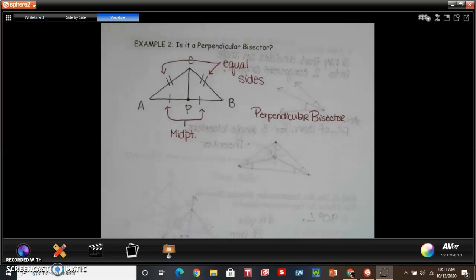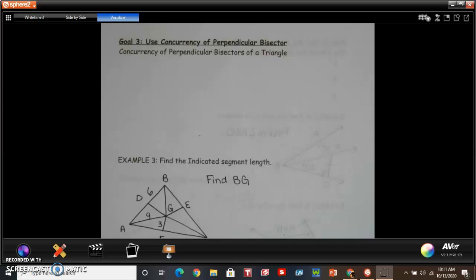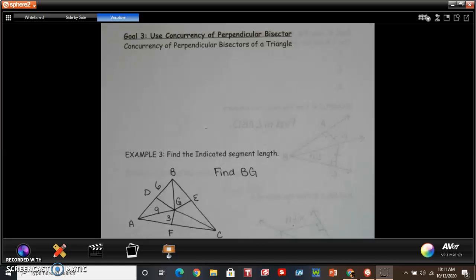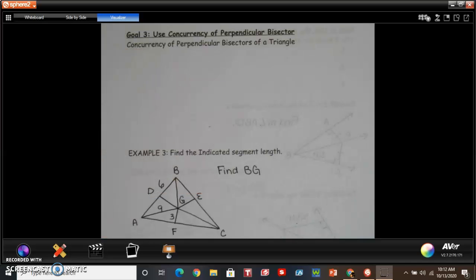Ta-da! All right. Let's finish up this first video with our goal 3, which is point of congruency with perpendicular bisectors. Hopefully I can fit this in. Actually, you know what? I'm going to stop right there. So this is part 1. Part 2 will also be available, so make sure you watch both of them.